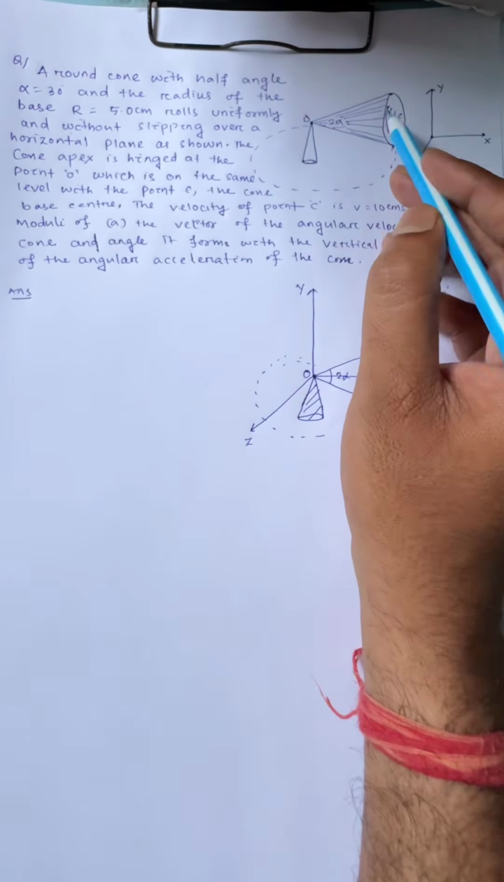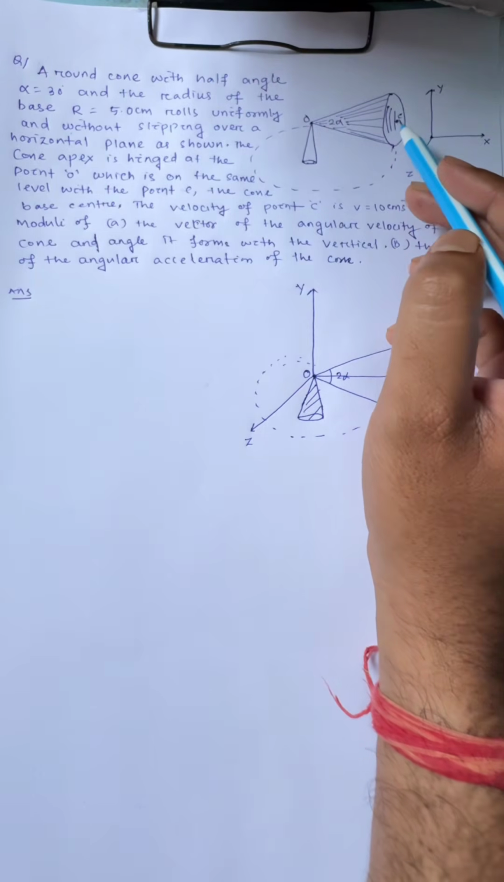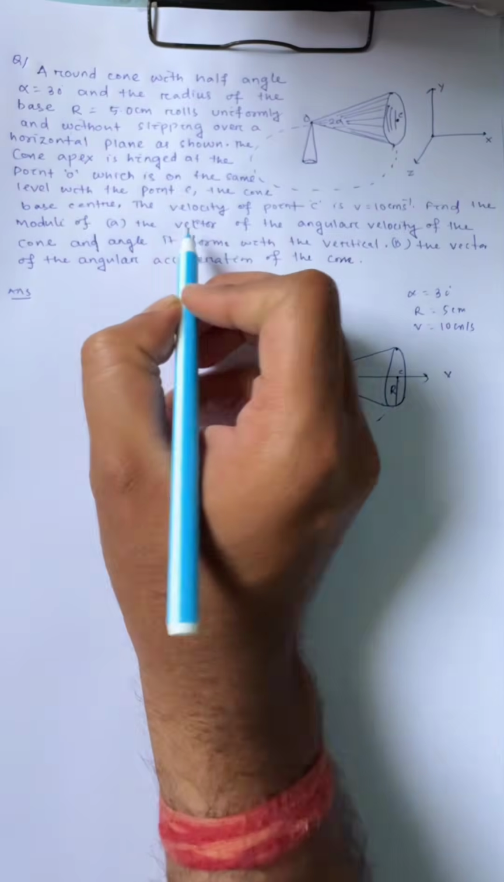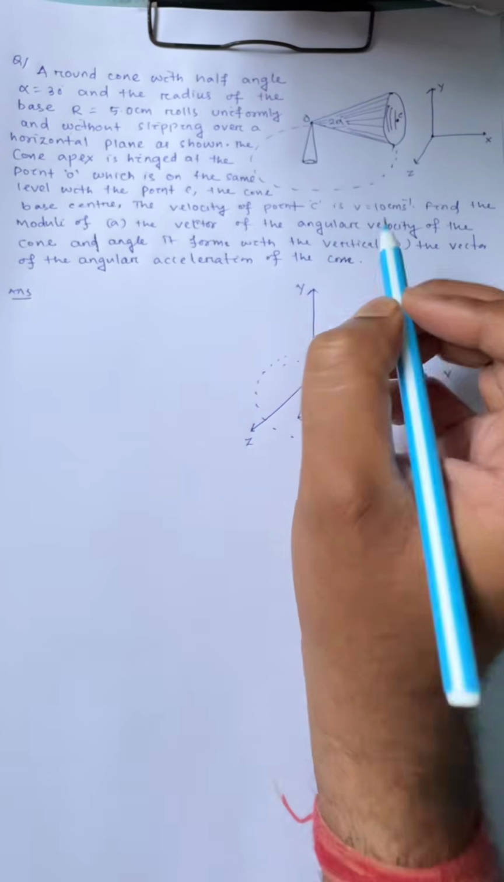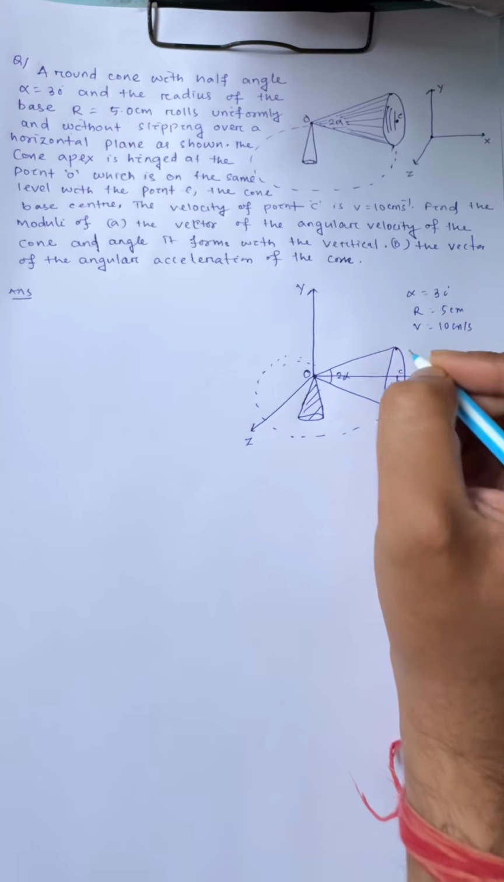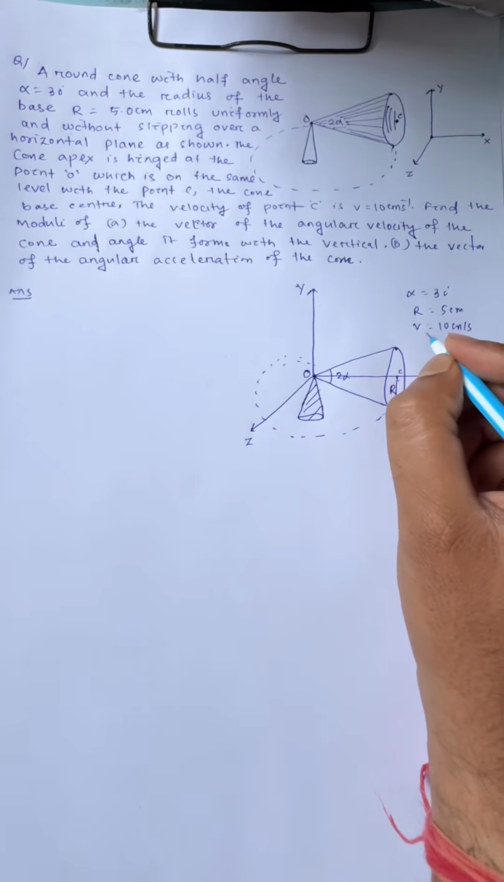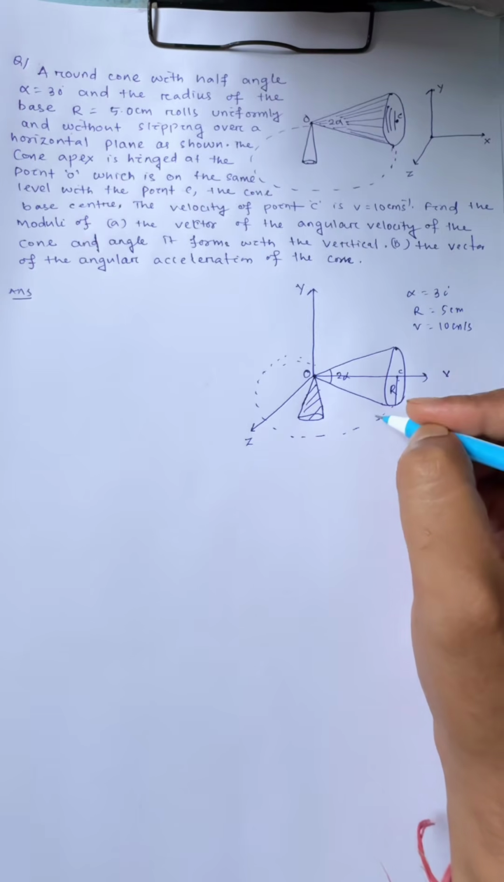Here the question is: a cone is given, rotating about an axis, and we have to calculate the magnitude of the angular velocity and the angle it forms with the vertical. Here angle alpha is given as 30 degrees, the radius of the cone is 5 centimeters, and the velocity of the cone is 10. The important thing is that the cone is both rotating and translating.